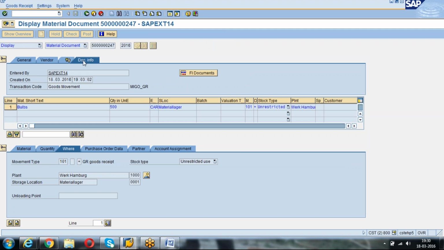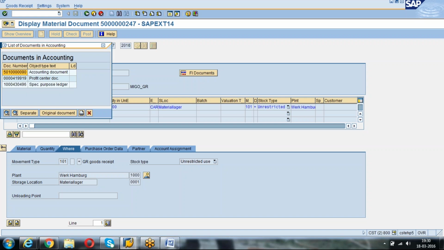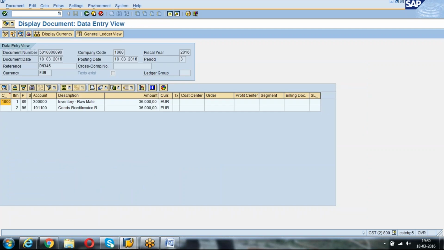Document info, FI documents, accounting document. See, what are the accounting entries? Stock account, which means inventory, debit. GRIR clearing account, credit.